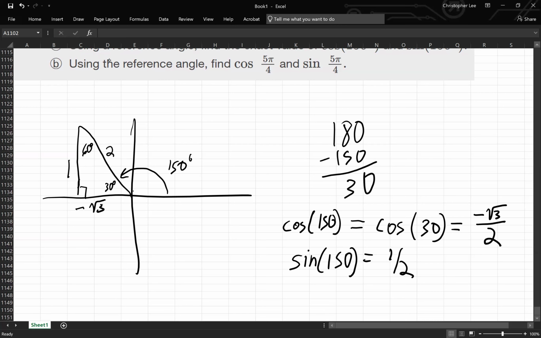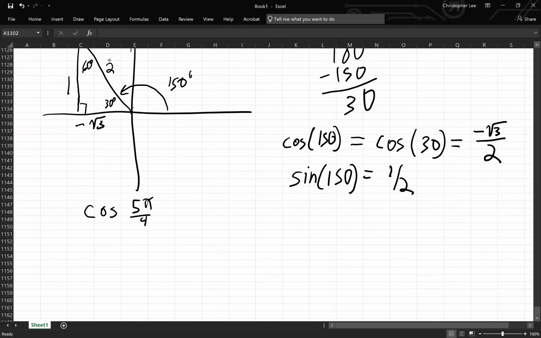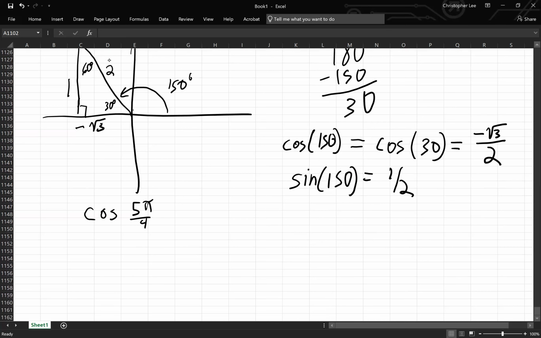Yeah. So then now we want to do what? Cosine of 5 pi over 4. I'm not gonna lie to you, I don't know what that is. I'm better with my degrees, right? So I want to flip my 5 pi over 4 into degrees. So we have 5 pi over 4 times 180 over pi. Pi's get canceled. 4 goes into 4 once. 4 goes into 180 45 times, I believe.